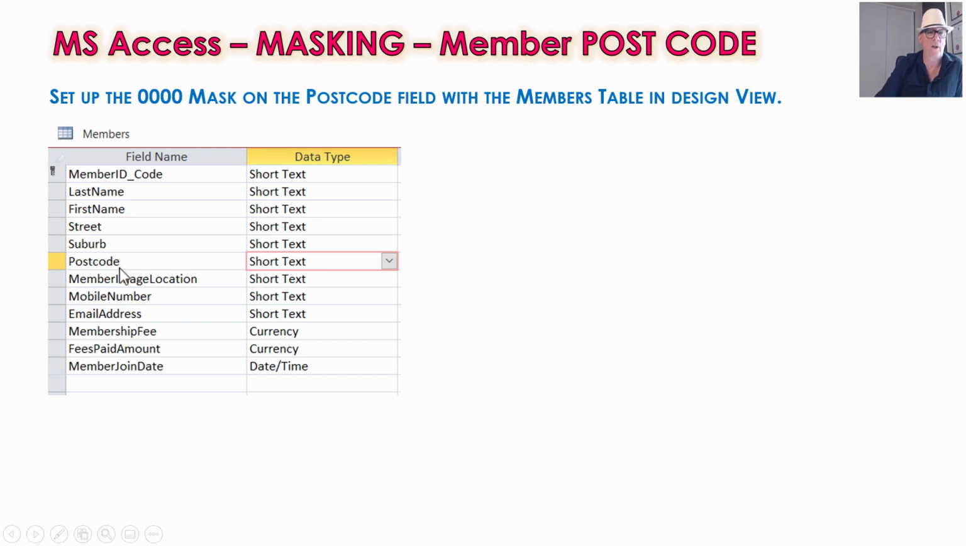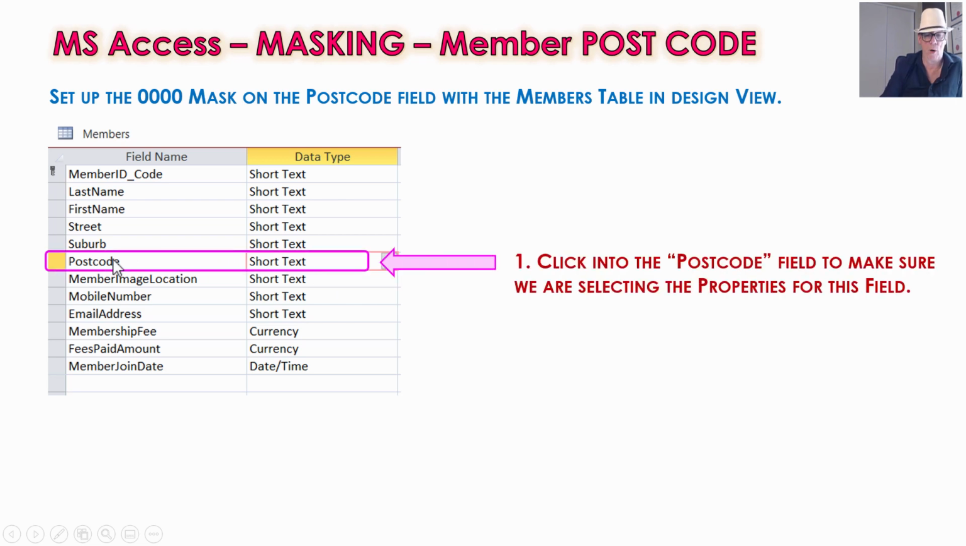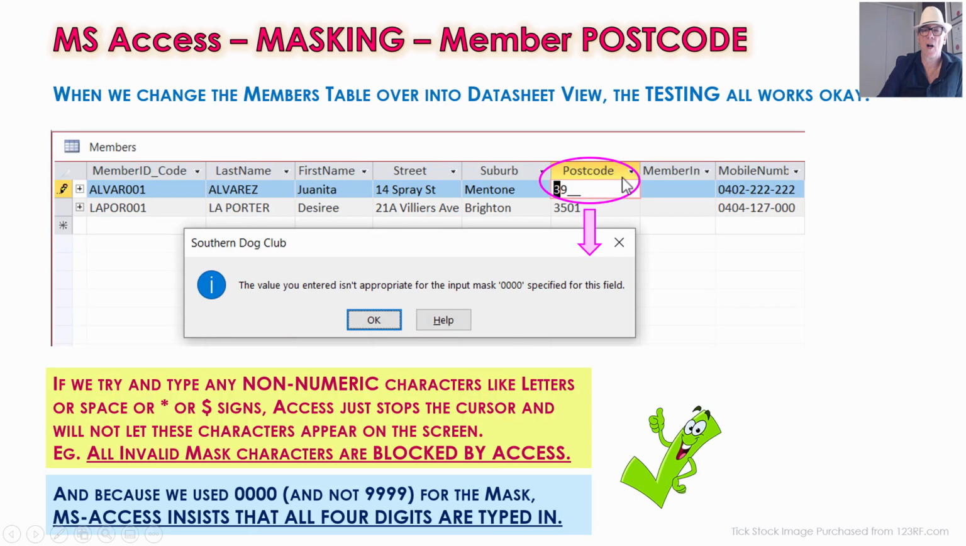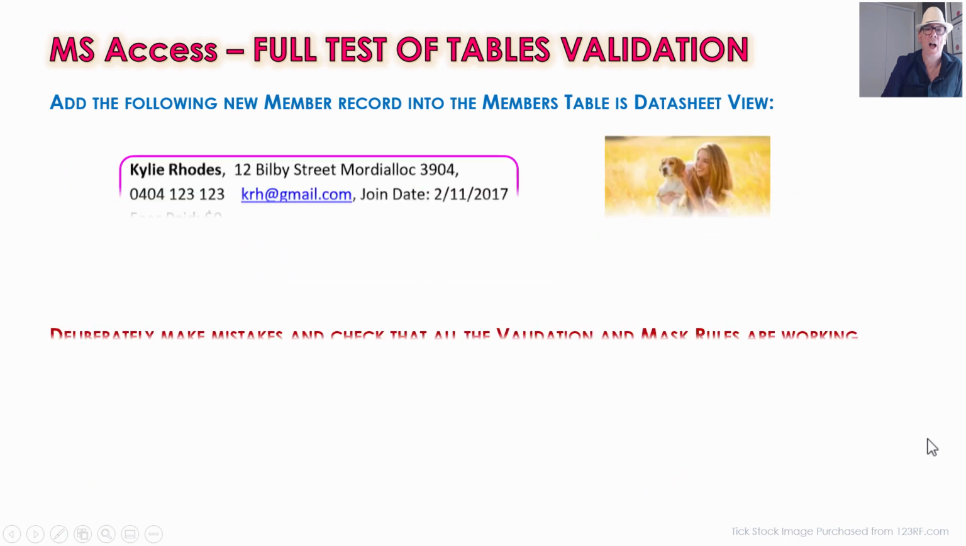So postcode, make sure you've got it as short text. Click on that field to make sure we're doing the properties for that field. And on input mask, we just put 4 0s. And that field size should be 4 actually, not 255, so I'll have to fix that up in the database. Ignore the lightning bolt, just continue on. Go to datasheet view, try and put in a postcode of just 39 and leave the other 2 numbers blank, and Access won't accept that. So that's got our postcode all nailed down and good. And because we've used 4 0s and not the 999 one, it insists all 4 numbers have to be typed in. So postcodes are now bulletproof.